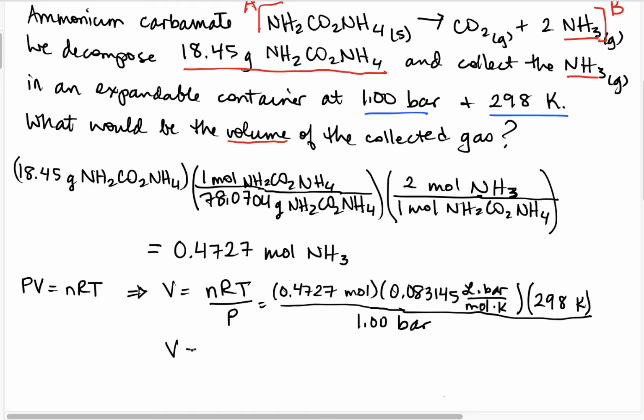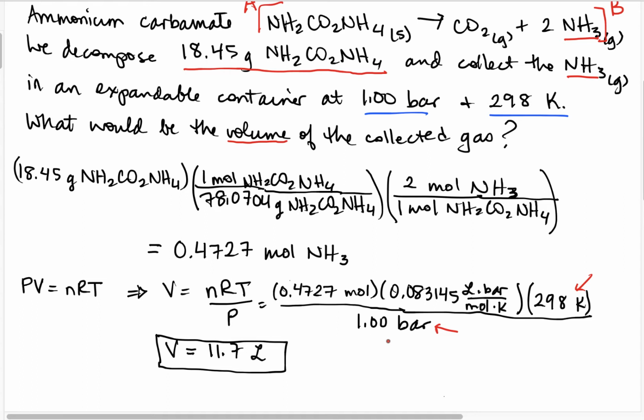So when I plug that into my calculator, I get 11.7 liters, and I will only keep 3 significant digits because I only have 3 on my temperature, and I only have 3 with my pressure. So let's think about this for just a moment here, and let's reconnect with some of the content that we just discussed.